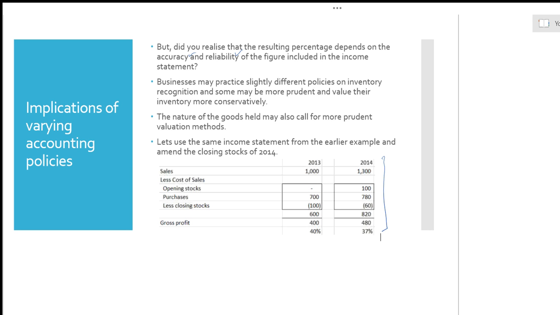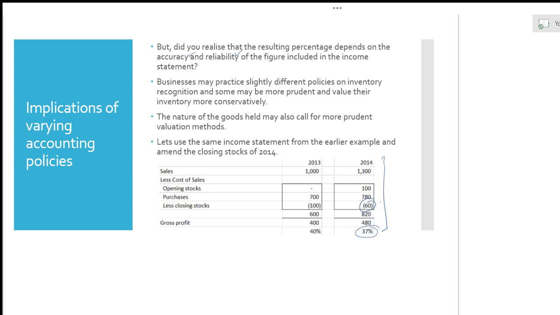It is not uncommon for businesses to have different ways of recognizing inventory values, or different ways of valuing inventory. Some may value their inventory more conservatively, and that may result in lower inventory values. So as a result of different inventory valuation, that may also affect, as you can see here, margins. Margins are immediately affected just because businesses have slightly different policies, approaches to, let's say in this case, inventory valuation.